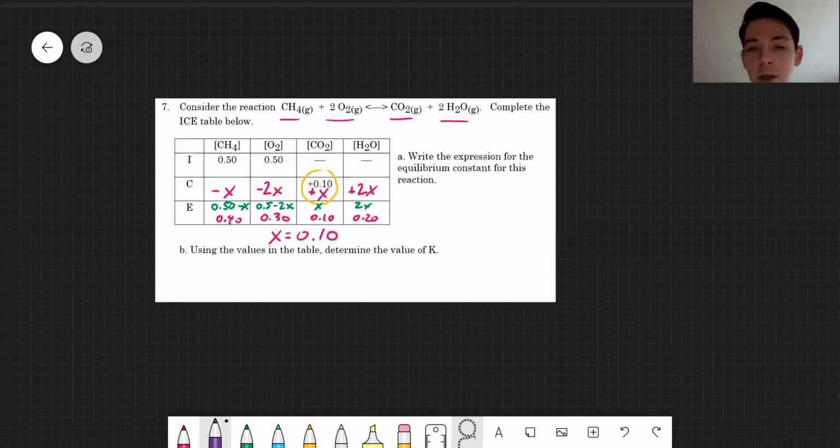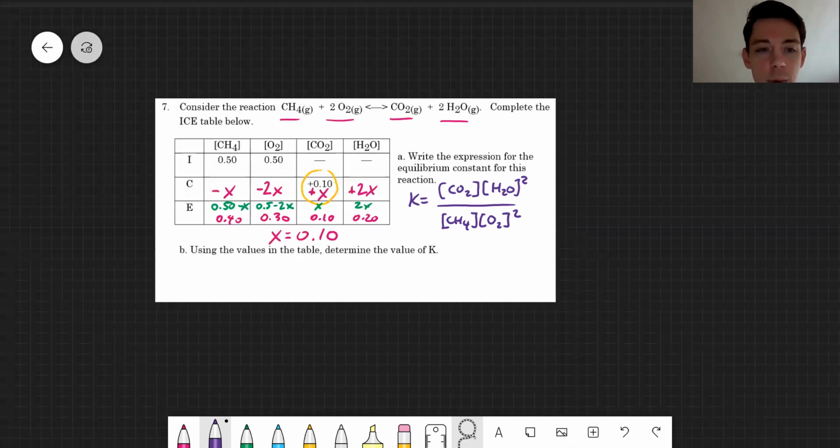Once you've figured that out, you can find the equilibrium constant value K. So let's write our equilibrium expression. It is products, CO2 and H2O. H2O is squared because it is produced at 2 moles at a time. Products over reactants. Here our reactants are CH4 and O2. O2 is squared. Okay, so there's our K expression or our Q expression.